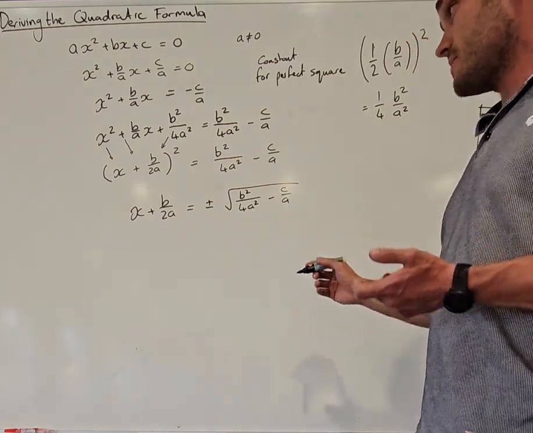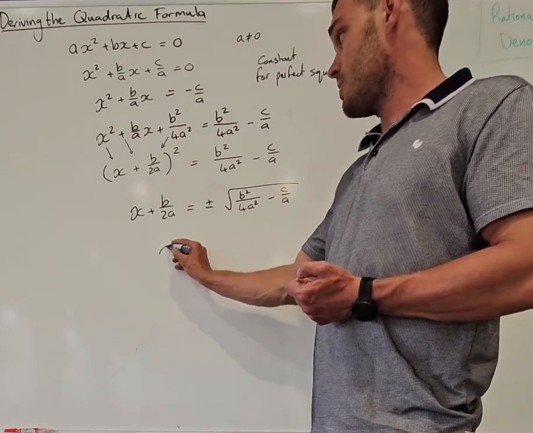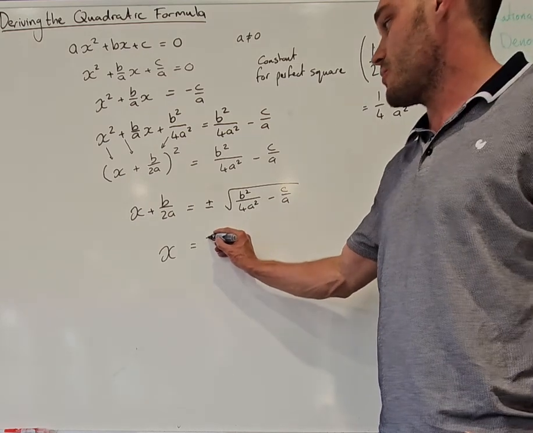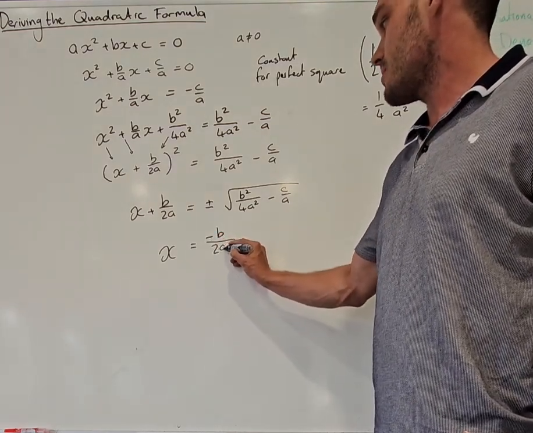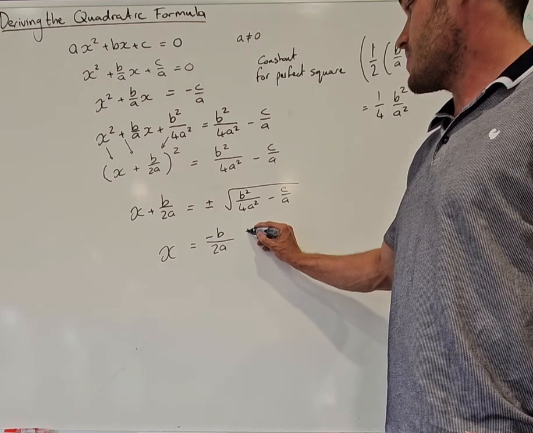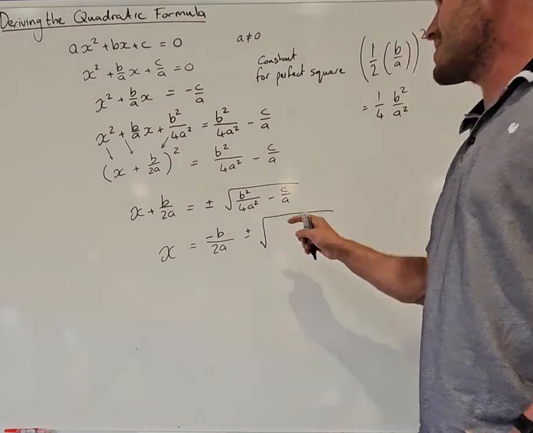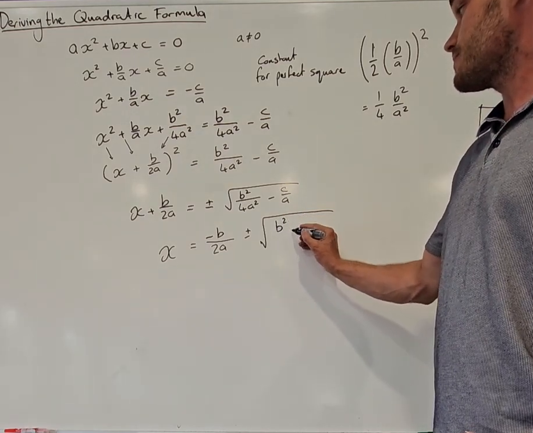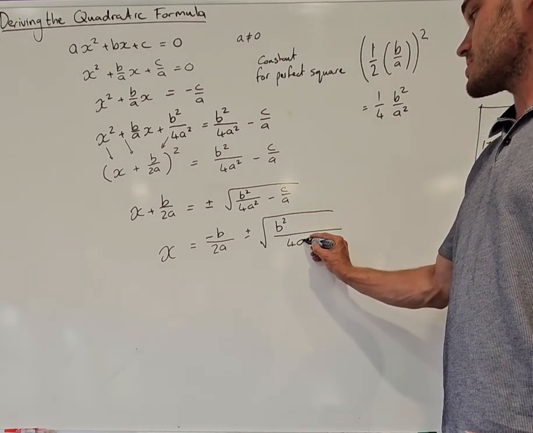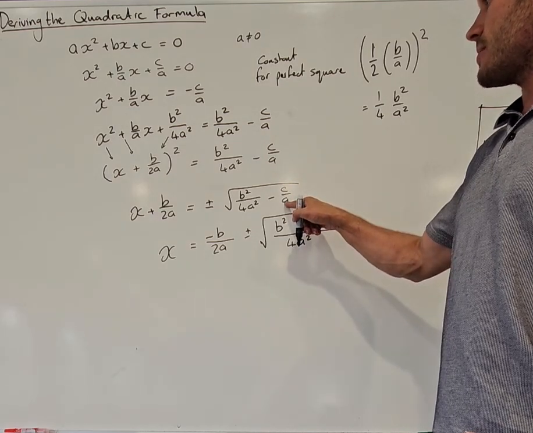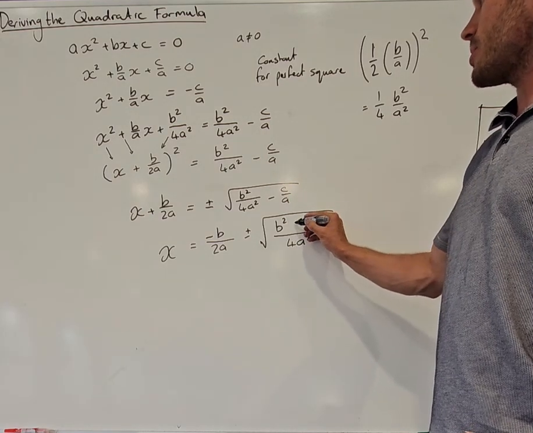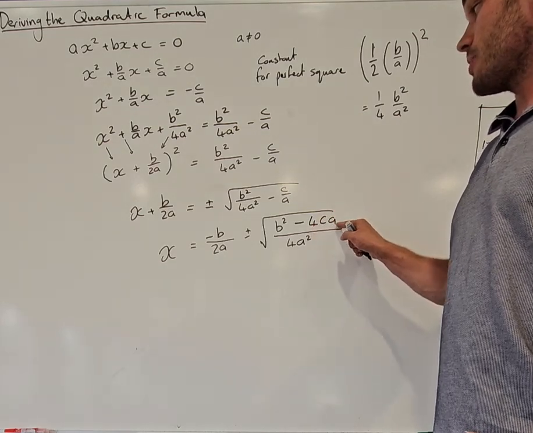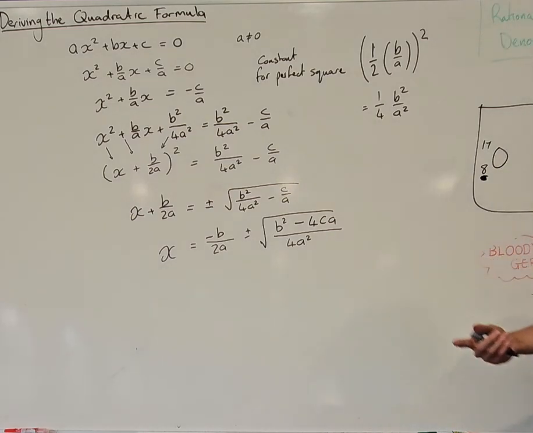Okay? So now I have something that looks nice. I want to preferably solve for x. So I'm going to take this over and make it minus b over 2a. In this case I still have my plus or minus. Let's make it into one nice fraction in here. So I can put all of this over 4a squared. I need to multiply the bottom by 4a, so I'm going to multiply the top by 4a. Okay, 4a times c, we get this.